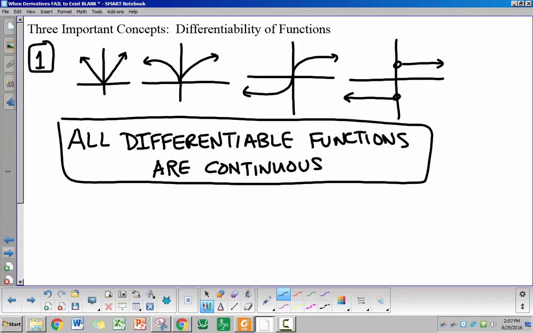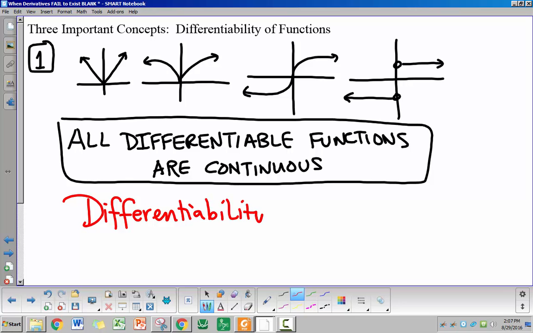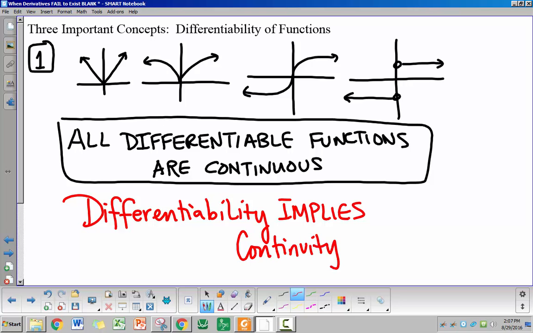Yeah, so the converse is going to be, I'm going to make this statement to you. All differentiable functions are continuous, but can you say all continuous functions are differentiable? No. So, we can say that differentiability implies what? Continuity. But you can't say the other way around.